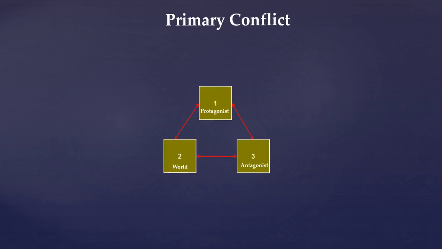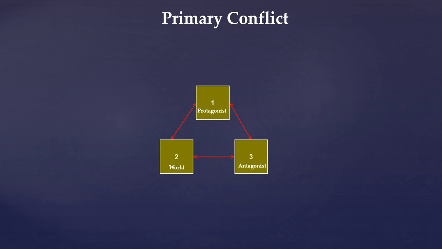This is the first relationship, the relationship between cards 1, 2, and 3. This is the primary conflict of the play. The tension between the protagonist, the antagonist, and the world creates this conflict and fuels the action and the atmosphere of the rest of the play.